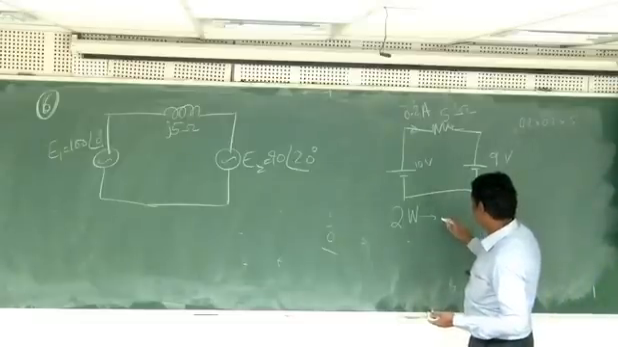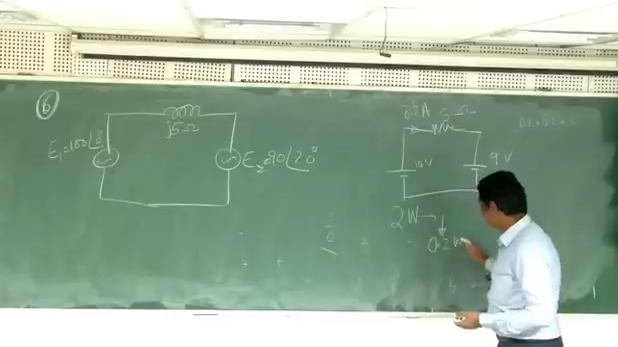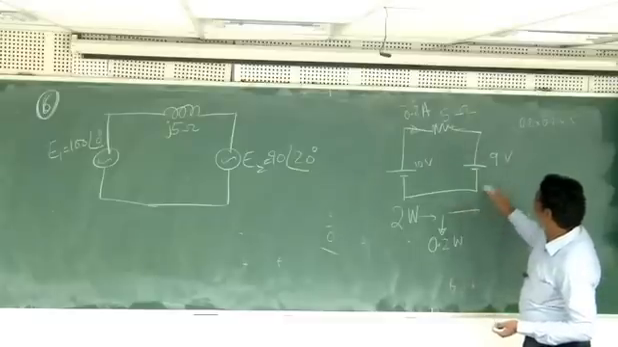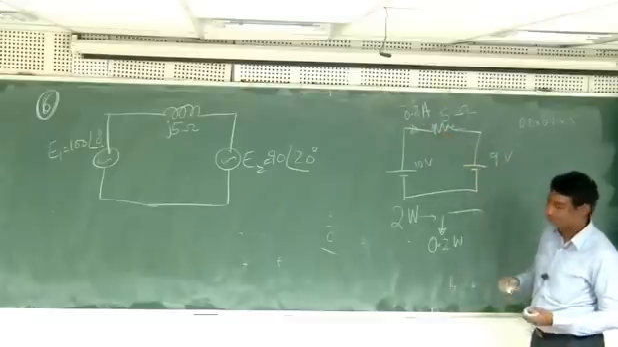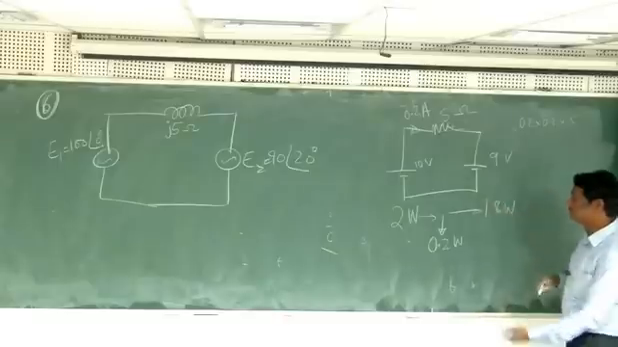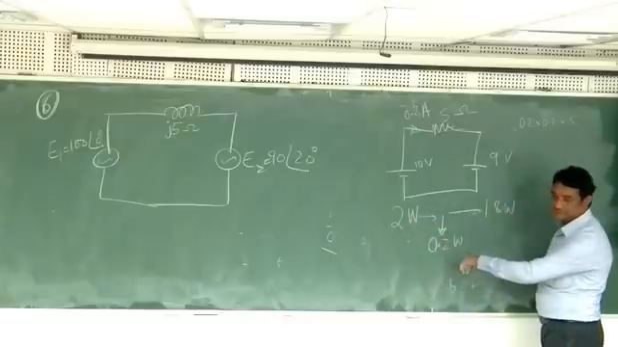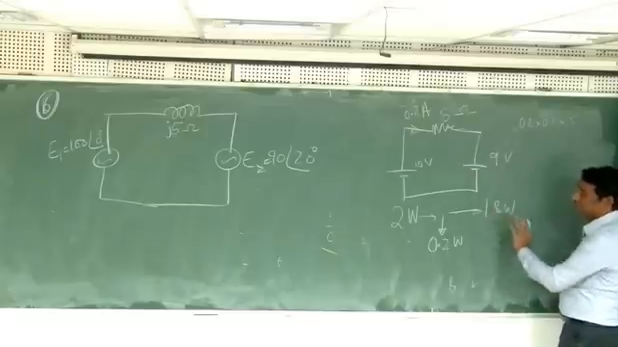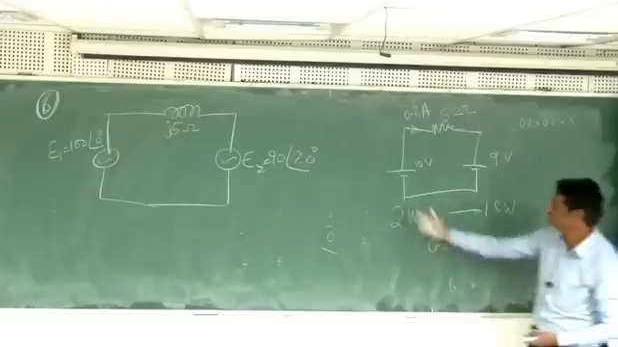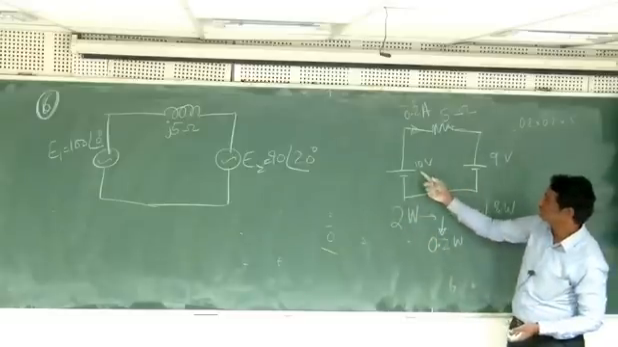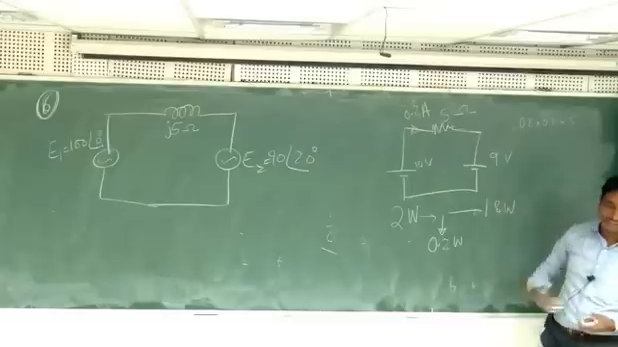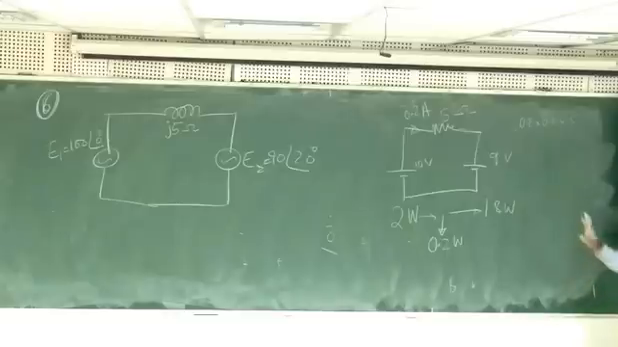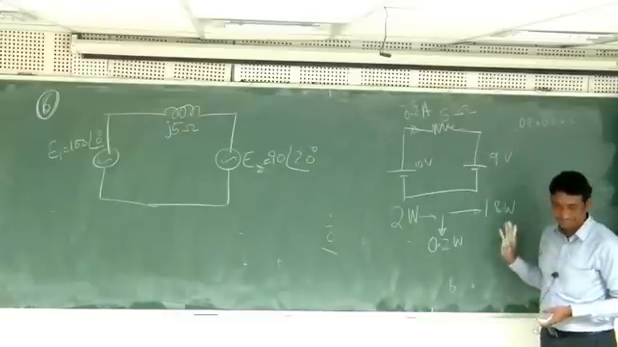So 0.2 watts is lost in the resistance. The remaining power, 9 into 0.2, how much is that? 1.8 watts. So 2 watts is starting from here, 0.2 watts is lost, 1.8 watts remains. What does this battery do with this 1.8 watts? It starts charging. So this is discharging, this is charging. Eventually this 10 volts will start reducing, this 9 volt will start increasing. Maybe at 9.5 or something they meet and then everything will be settled. So that's the one thing.